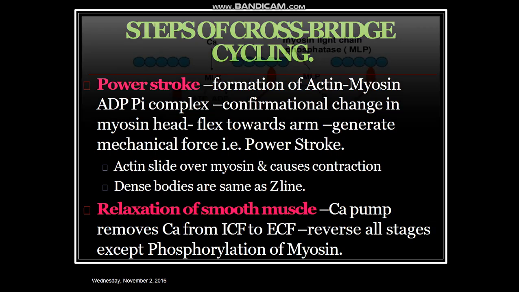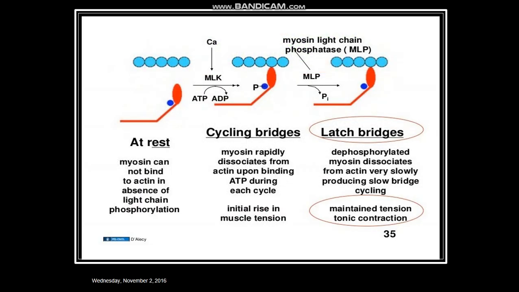Phosphorylation is not changed. You're looking here: at rest, myosin cannot bind to actin in the absence of light chain phosphorylation. Here there is no binding. Then the kinases come, and there is phosphorylation over here. Cycling ATP has been changed to ADP, and the phosphate and ADP are attached. It causes the activation.